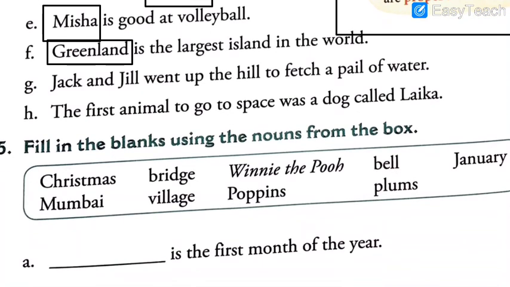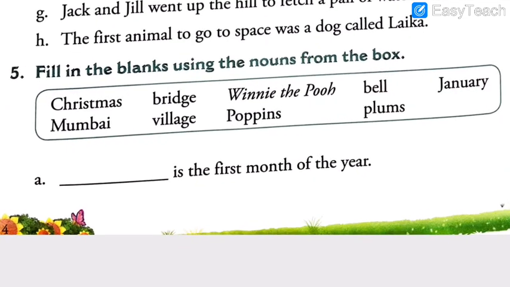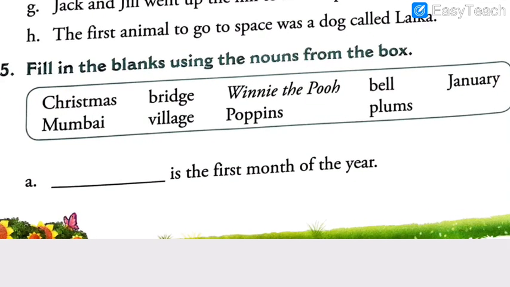Now students, moving on to our next exercise, exercise number 5, which we are supposed to solve and which we have not solved yet. What you are supposed to do here is fill in the blanks using the nouns from the box. So here options are given, nouns are given in the box. You have to fill the blanks choosing the correct option. So let's get started with exercise 5.